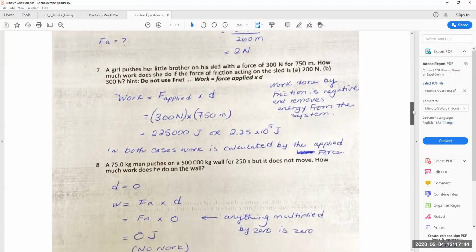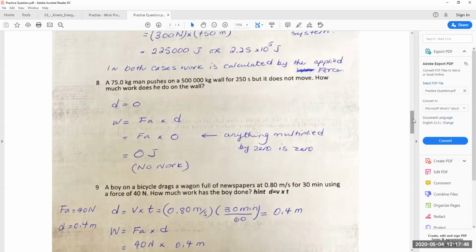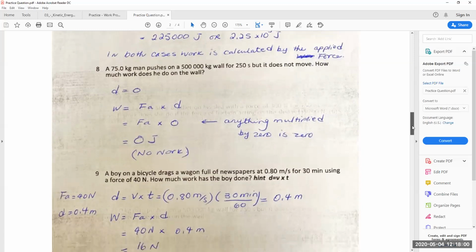And then the next question is basically similar. If I'm not moving the object, it doesn't matter how much I push it, doesn't matter what my force is. If it's not moving, I have done no work at all.